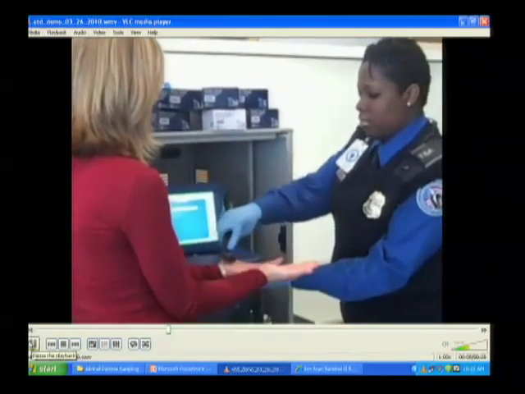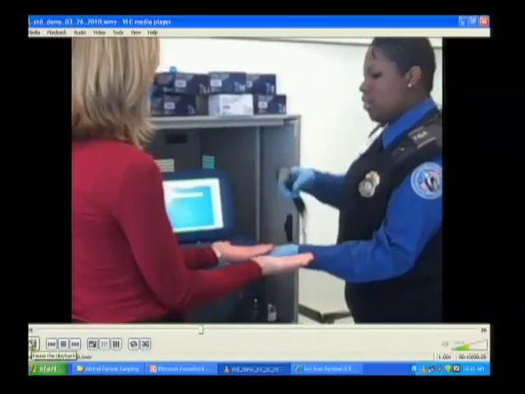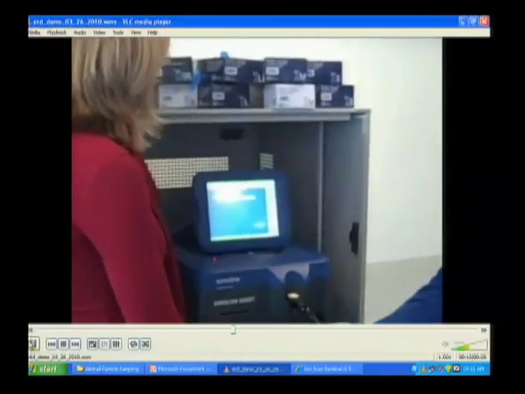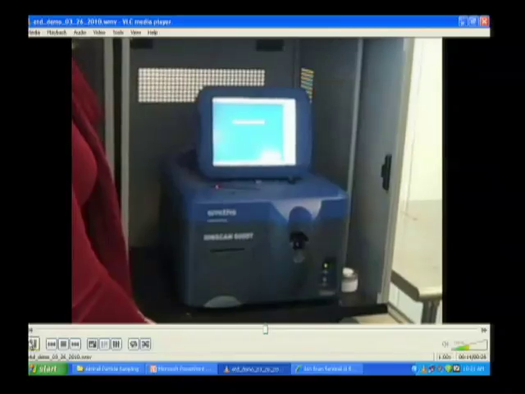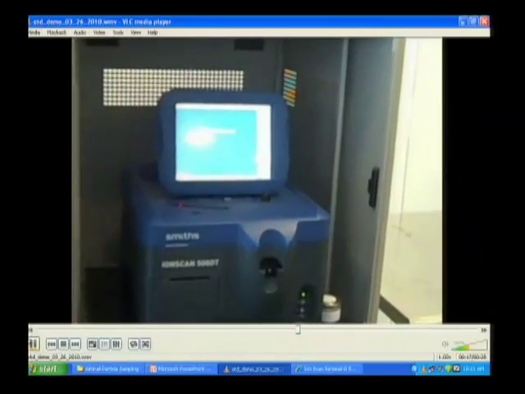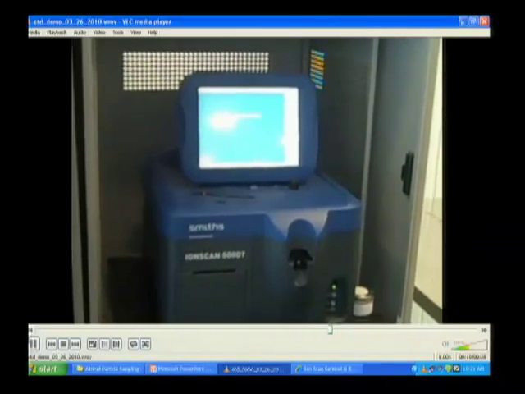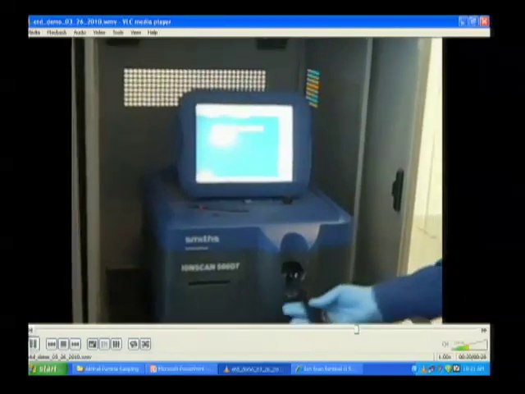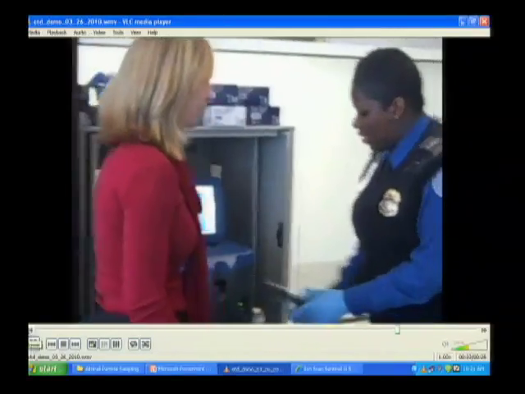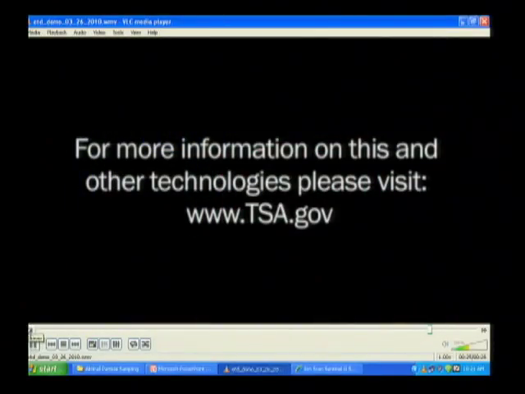This one doesn't have any volume, but you can see that we're swabbing the surface across the hands, trying to get as much surface area as possible with the swab. And then you can't see the reading here, but that's a negative. And this person is allowed to go through.